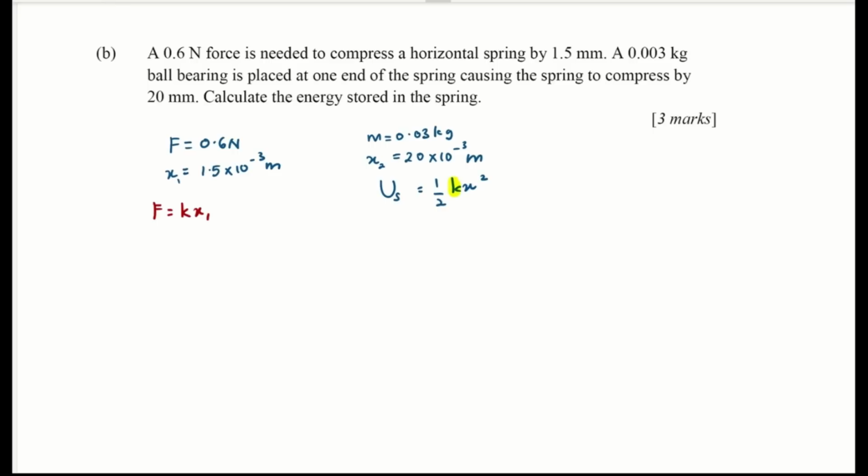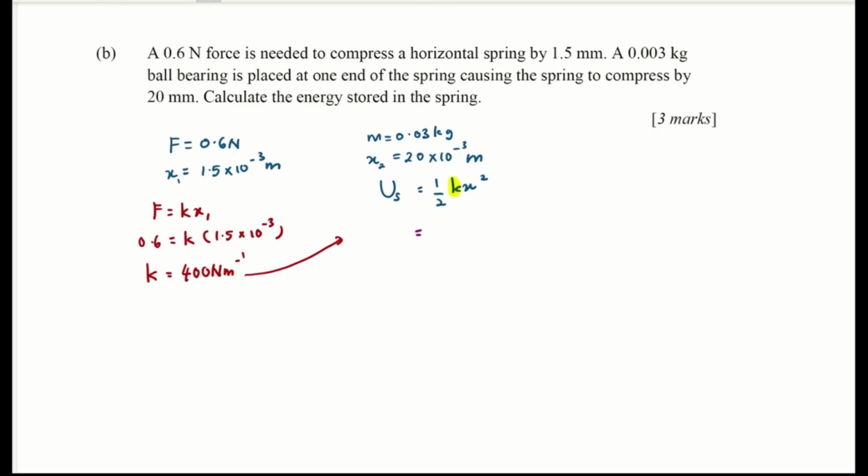So jadi ini adalah spring yang sama kan? So means that we need 0.6 force, okay, in order to compress a spring, alright, 1.5 millimeter. So based on this information, okay, disebabkan kita menggunakan spring yang sama, so kita boleh carilah dia punya spring constant, iaitu 400 Newton per meter. So the same spring is used when we put a ball bearing at one end of the spring so that it will compress by 20 millimeter.